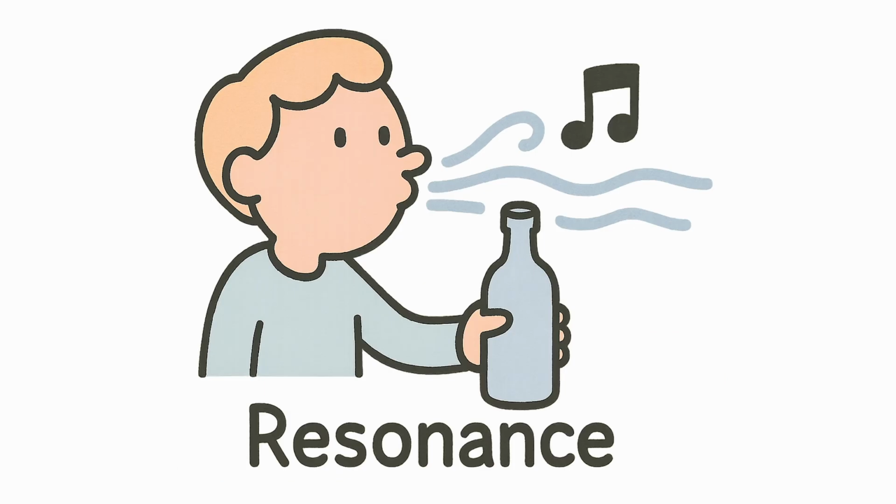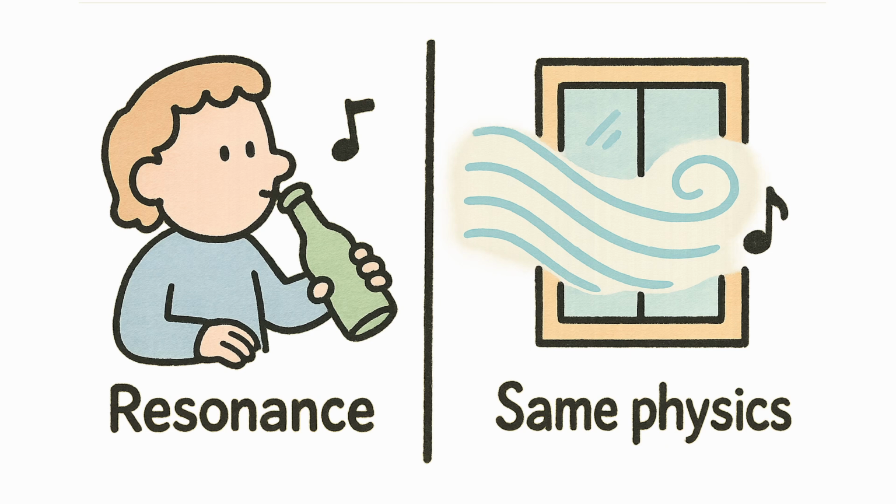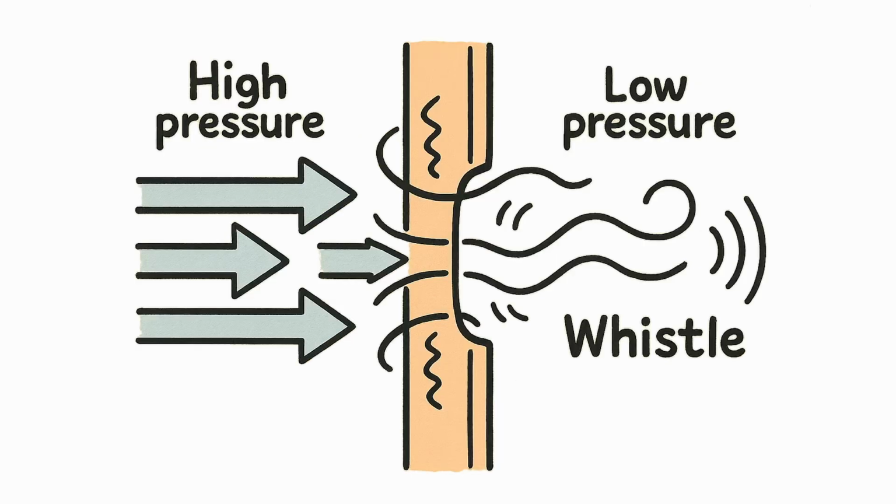Imagine a bottle. If you blow across its top, you hear a tone. That's because you're creating a resonant frequency. Air passes over the opening and sets the air inside the bottle into vibration. In a similar way, when wind passes over or through a narrow opening, like a gap in a window or a crack in a wall, it can act like a musical instrument. The air is forced through the small opening, speeding up and creating pressure differences on either side. That causes the air inside and around the gap to vibrate at a specific frequency, producing a whistle or hum.